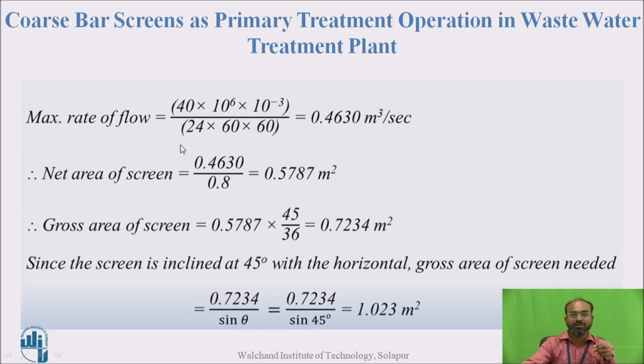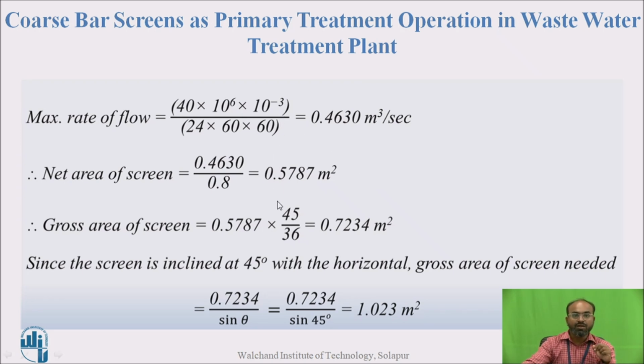Now I have to get what should be the area. As we know, Q is equal to AV, and I know the velocity value, I know the flow rate value. So the net area, small a, would be equal to Q divided by small v. Fine. So that is 0.463 divided by 0.8, where 0.8 is velocity through the screenings. So the value is coming about 0.5787 meter square.